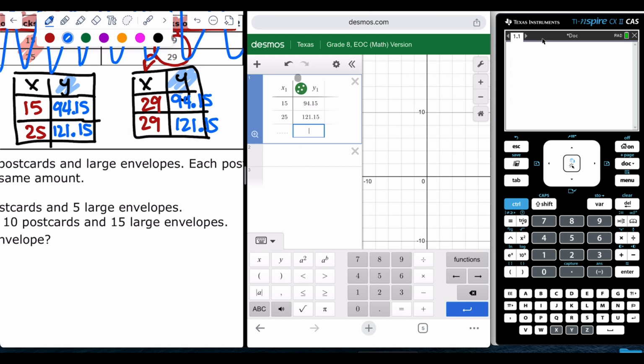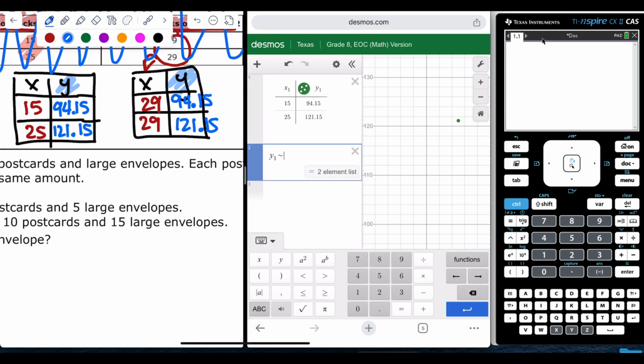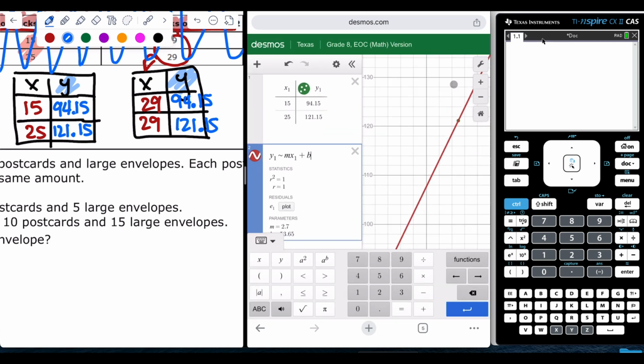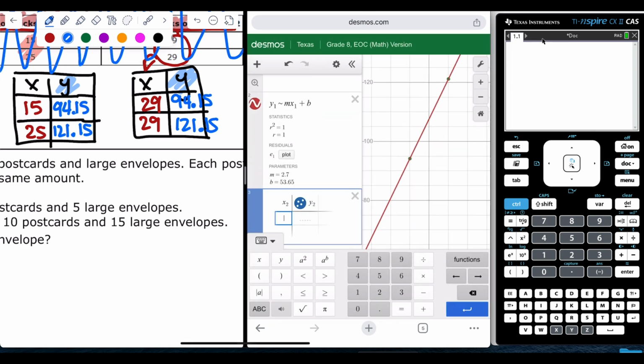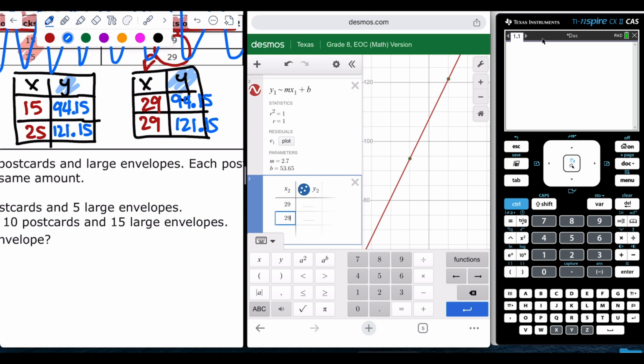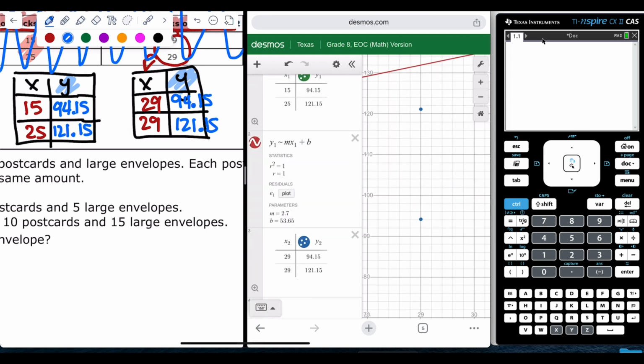I'm going to put the zoom, boom, and this should make a line. So we have y1 squiggly line, mx1 plus b, and that red line goes to those 2 points. Now I'm going to put table 2, 29, 94.15, 121.15, enter. And I'm going to press the plus, and here we go, these two.